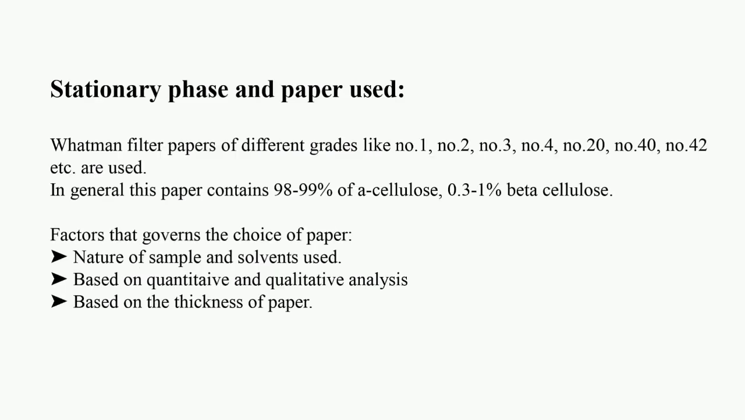Stationary phase and paper used. Whatman filter papers of different grades like number 1, number 2, number 3, number 4, number 20, number 40, number 42 etc. are used. In general, this paper contains 98 to 99% of alpha cellulose, 0.3 to 1% beta cellulose. Factors that govern the choice of paper. Nature of sample and solvents used. Based on quantitative and qualitative analysis. Based on the thickness of paper.